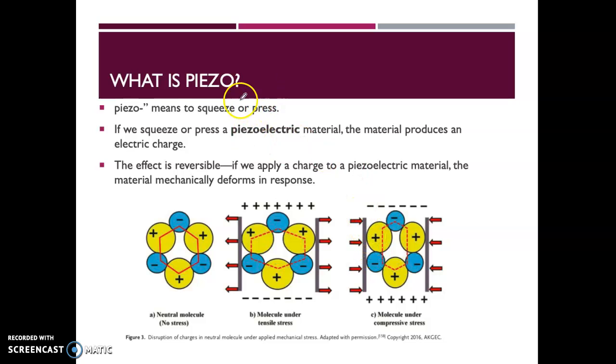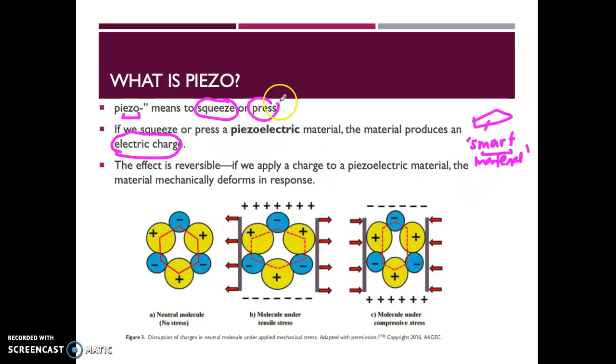Okay. So what is actually piezo? Piezo comes from the Greek word, meaning to squeeze or to press. It means you have a special material, what we call a smart material. The material must be piezoelectric. When you squeeze or press the material, it will produce what we call an electric charge. This does not happen to any material, only special material that we call piezo material. When we apply stress on the material, it will produce an electric charge.